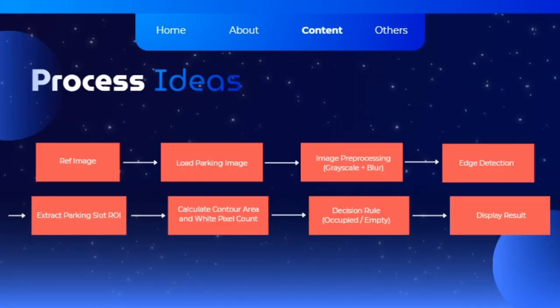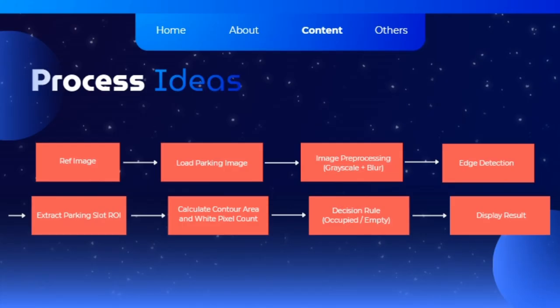Now let's look at the process of our system. Our parking detection system follows several steps. First, the system loads the reference image and parking image. Then we apply the image pre-processing, which includes converting the image to grayscale and applying Gaussian blur. This helps reduce the noise and improve the detection performance. After pre-processing, we perform edge detection using the Canny method to identify object boundaries.